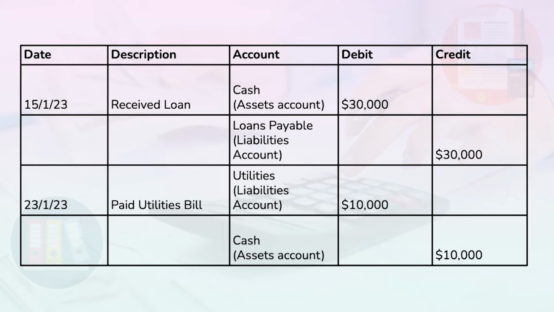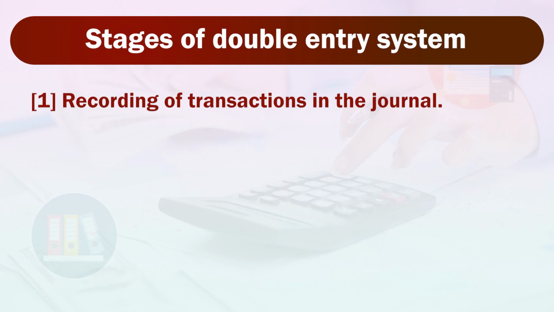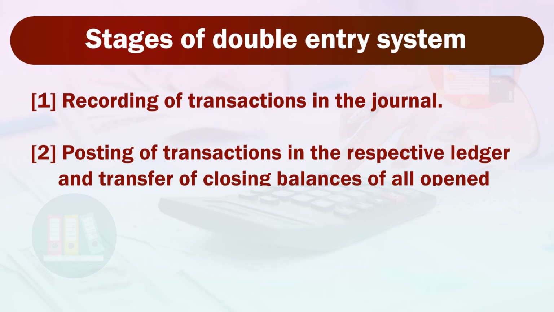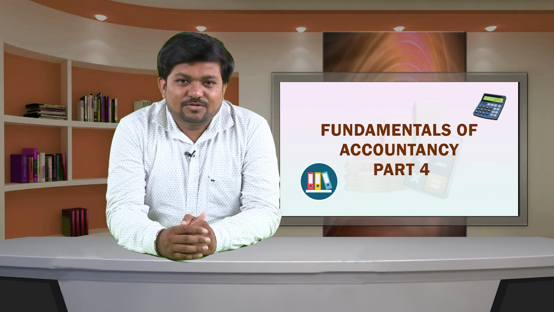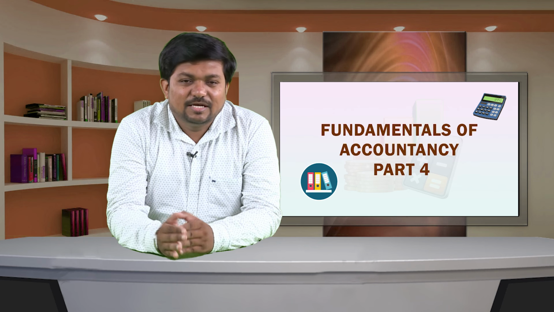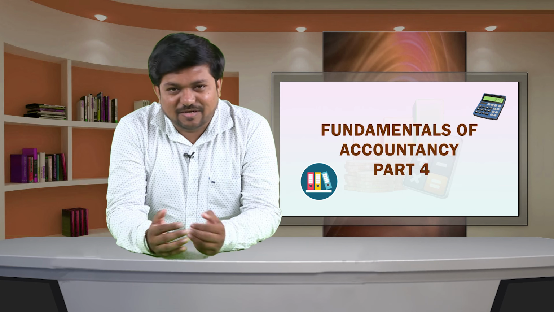There is a chronological order to this system which is divided into different stages. The first stage is recording of transactions in the journal. The second stage is posting of transactions in the respective ledger and transfer of closing balances of all opened accounts to the trial balance. In the third stage, books are closed and final accounts are prepared. So, the double entry system follows the chronological order, that is, we cannot proceed with the third stage unless the second stage is completed.